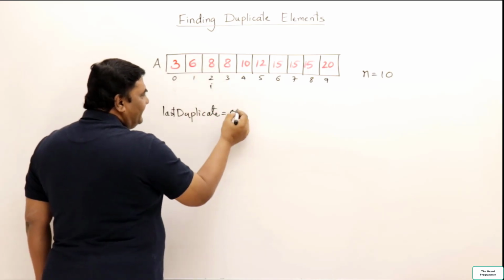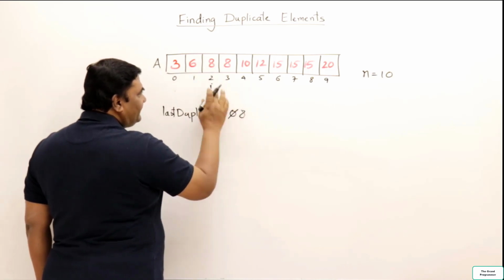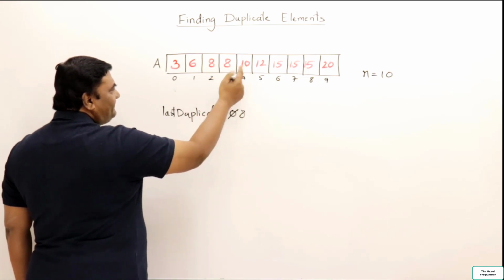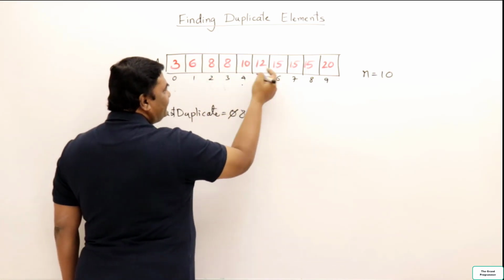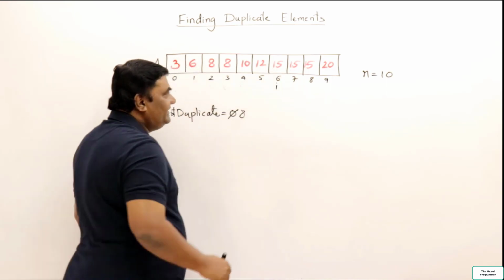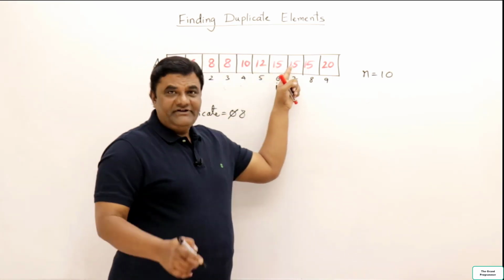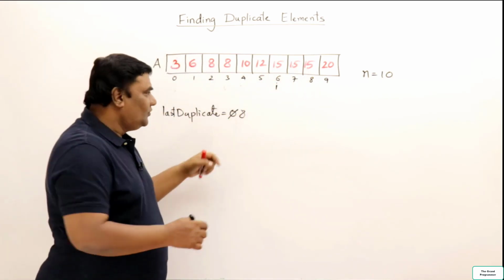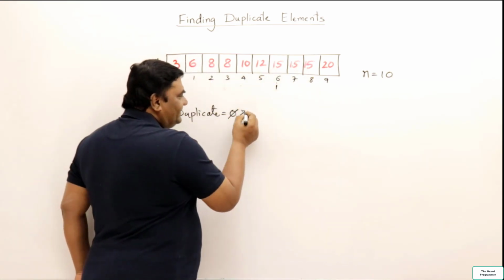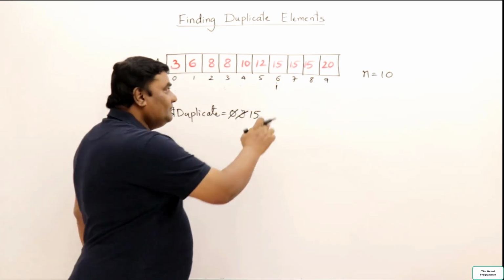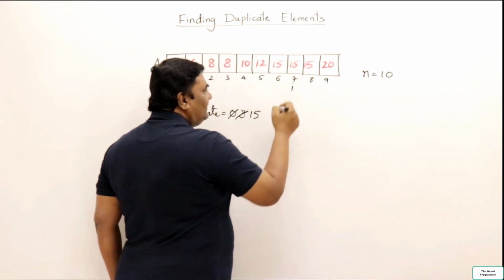So print this 8 and change last duplicate to 8 and move to the next element. Now check the next element. Is it same? No, it's not a duplicate. Next, not a duplicate. Next, not a duplicate. Now being here, 15. So next element, yes, 15, it's a duplicate. Is it the same one that we found last? No. So print that 15 and change it to 15 now, and move to the next element.